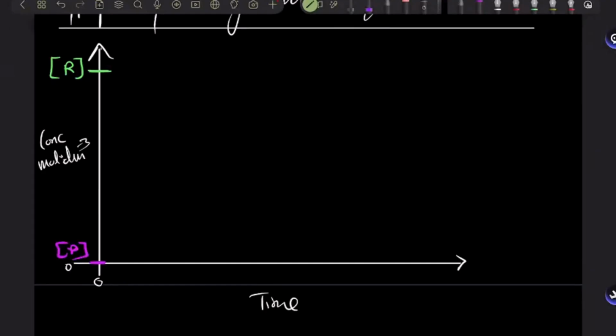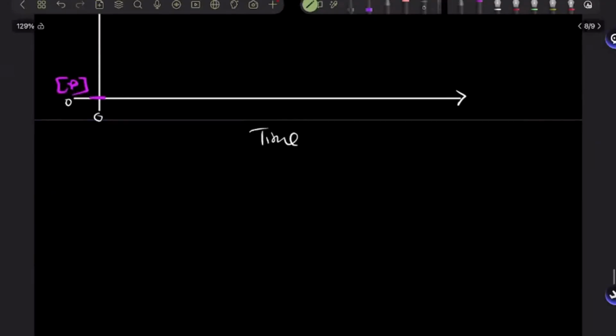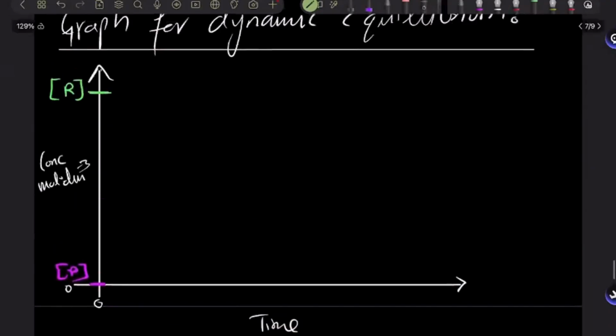It should be zero at time zero. Now what happens is that the reaction starts to proceed. Now these reactants, the maximum amount of reactant that was present initially at time zero, now this starts converting into what? It starts converting into product, right? And the product starts to increase.